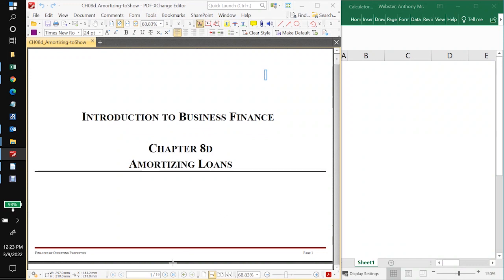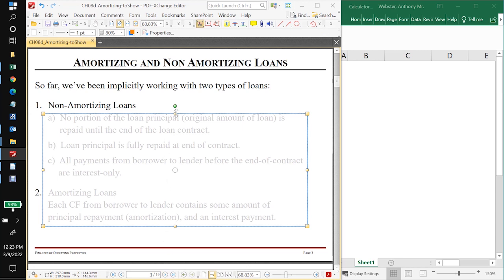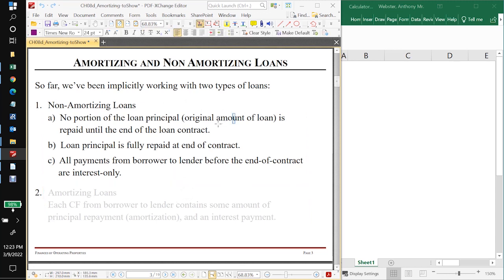Okay, so let's get started. So far, we've been working in general implicitly with two different types of loans. The first is non-amortizing loans, and these are characterized as follows. No portion of the loan principal, meaning the original amount of the loan or the face value of the loan, is going to be repaid until the end of the contract. And that means, of course, that the loan principal is fully repaid at the end of the contract.